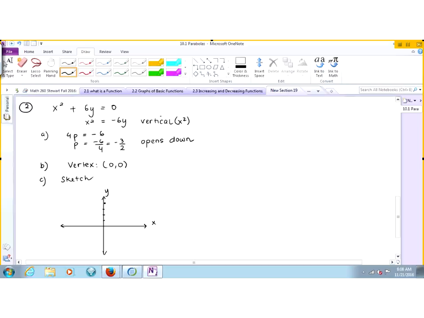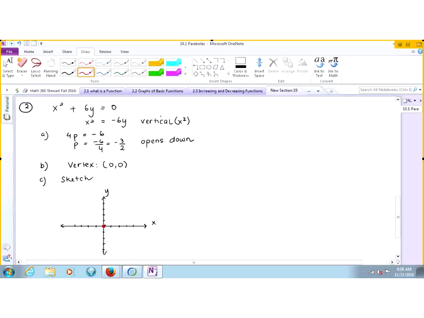X, Y. So 1, 2, 3, 4. Okay. All right. Now start with the vertex. 0, 0.